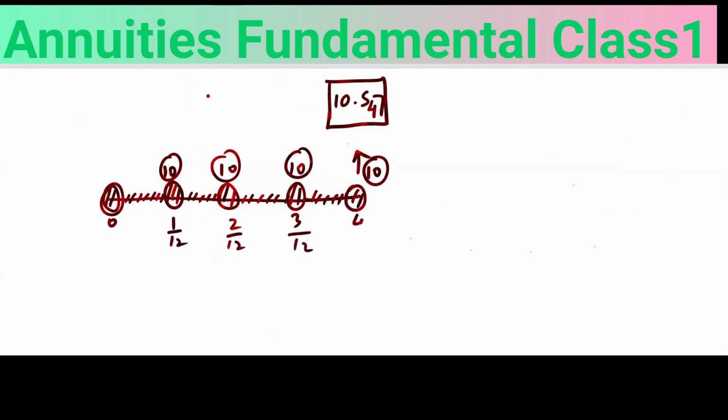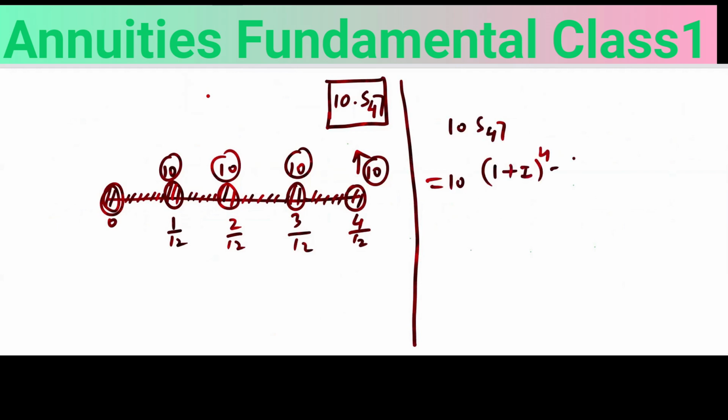Now, it depends if I change it to 1 by 12, 2 by 12, 3 by 12, 4 by 12, instead of 1, 2, 3, 4, the payments will be monthly. And in the solution, you need to write 10 S4. That should be equal to 10, 1 plus I power 4 minus 1 divided by I. This is the formula. And you need to know I. What is capital I? We know capital I, and that is not small I.